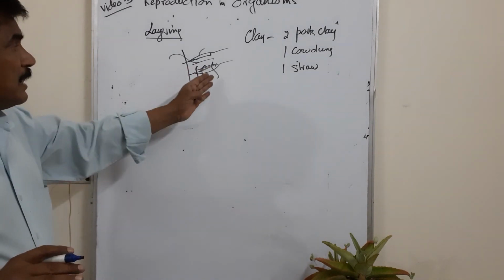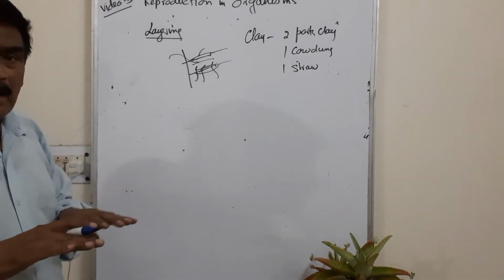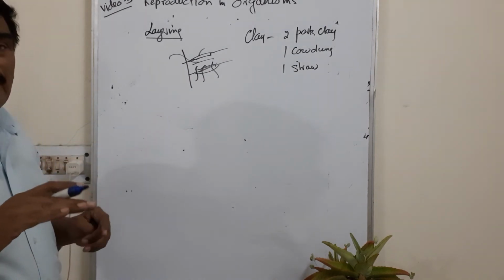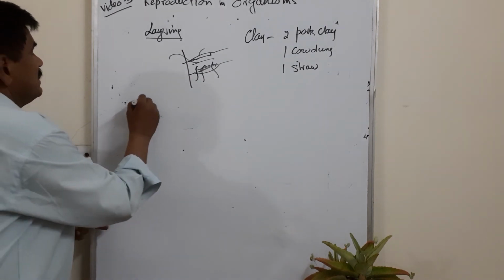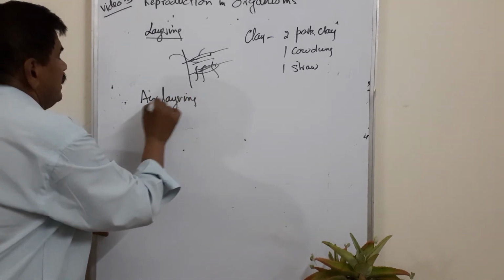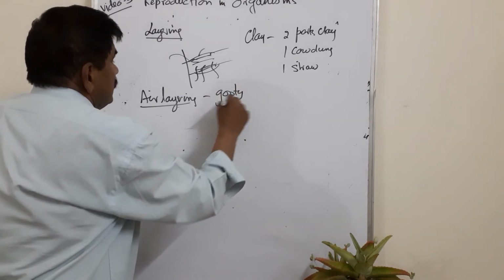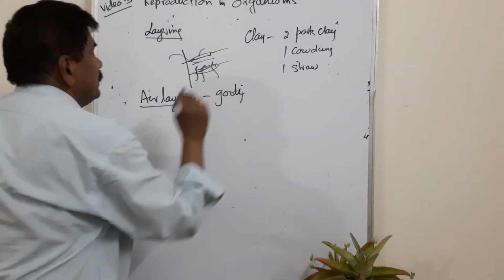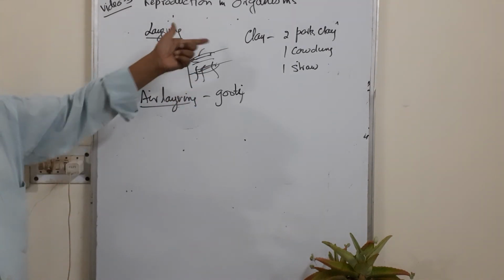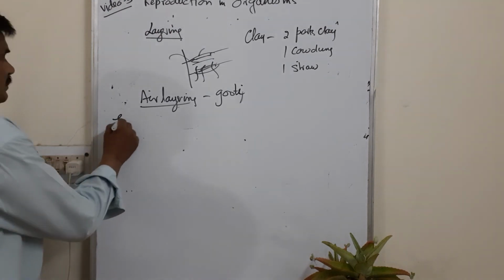Sometimes it is not possible to bring the branches down to the soil. So the same process is adopted in the air. This is called air layering, or it is also called booty. Here also, in the air, a new plant can be produced. That is layering. And then grafting.